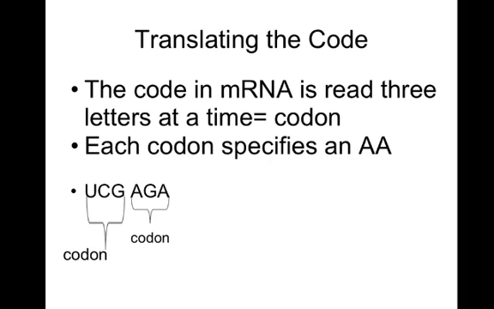So how is this code translated? The mRNA code is read 3 letters at a time, and each one of those 3 code sequences is called a codon. So this is a vocabulary word. Codon is a vocab word. And each one of these groups of 3 letters is a codon. So you've got a codon UCG, and you've got a codon AGA. And each one of these codons identifies an amino acid.